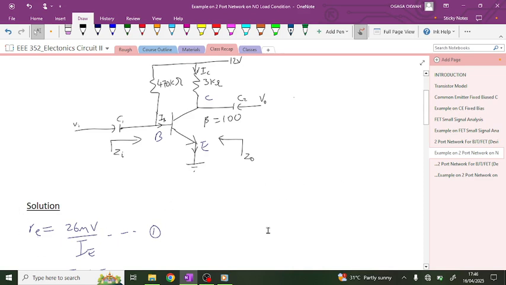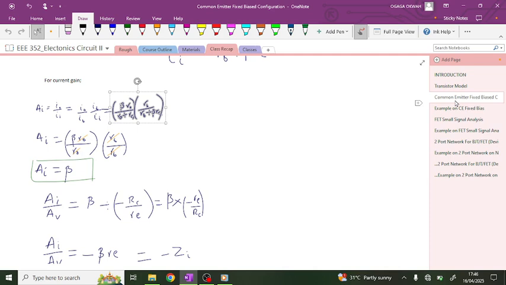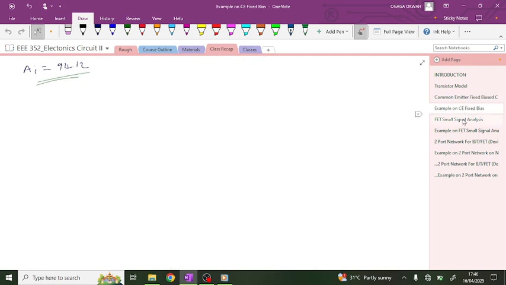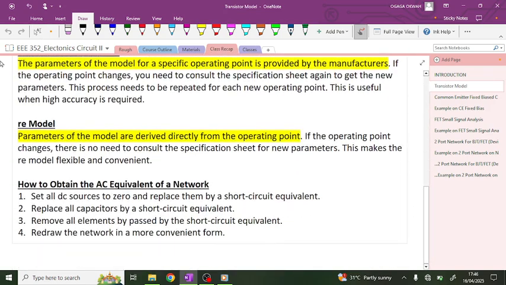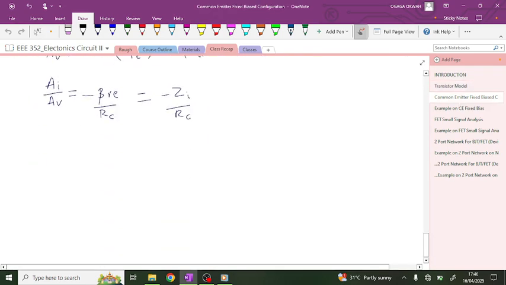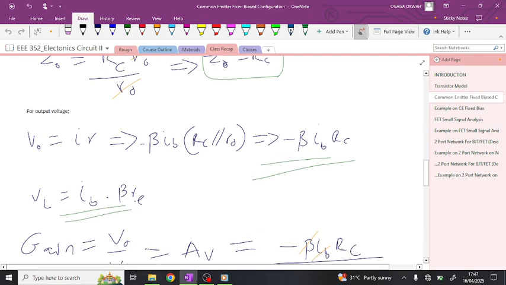This ROE value, we have done in the transistor model video. We have done a lot, so please check out the previous videos. They will really help out.